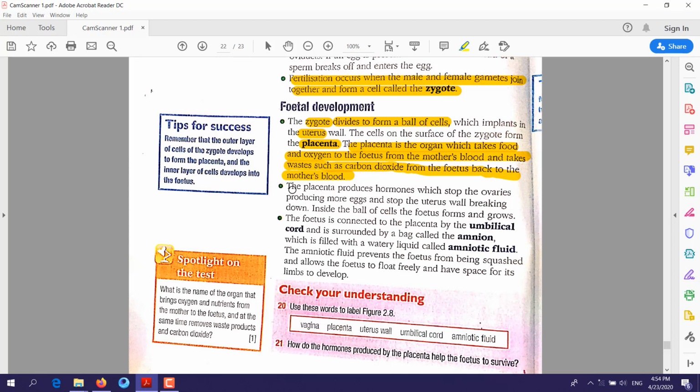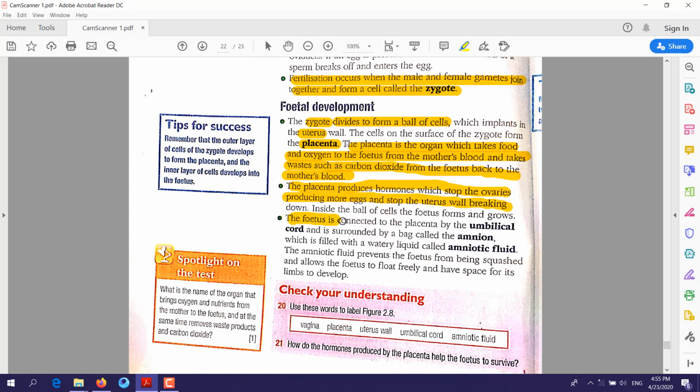Then this placenta releases some hormones. These hormones will stop the ovaries producing more eggs. That's why, for example, if a woman is pregnant, the menstrual cycle will stop. But why or how will it stop? Because of the placenta. The placenta releases hormones. These hormones go to the ovary, and they tell the ovary to stop producing more eggs during the pregnancy time.